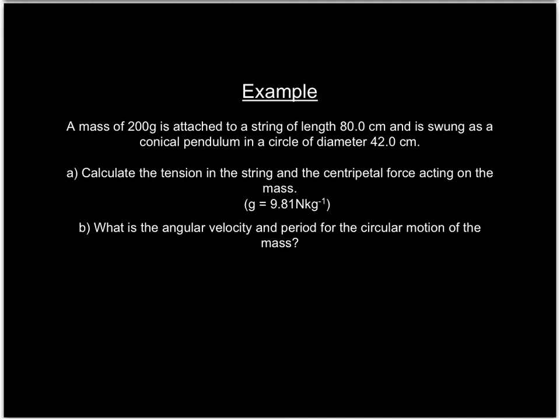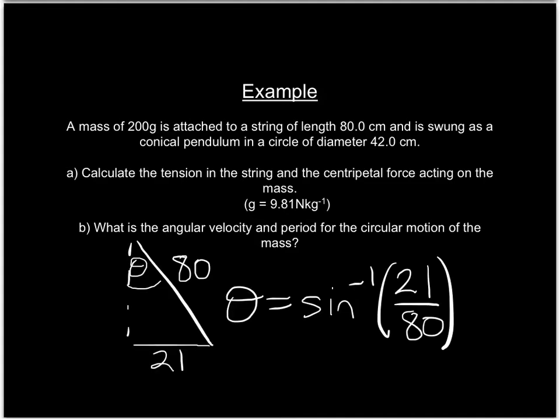So to do this, we need to consider the following. To get to the tension force, we can use mg equals T cos theta. But in order to use that equation, we need to find theta, of course. And we find theta using the 21 centimeters and the 80 centimeters and a bit of trigonometry. So there's the bit of trigonometry I was talking about. Once you've got the angle, you can then use mg equals T cos theta, rearrange so you have mg divided by cos theta, and you should find the tension force.